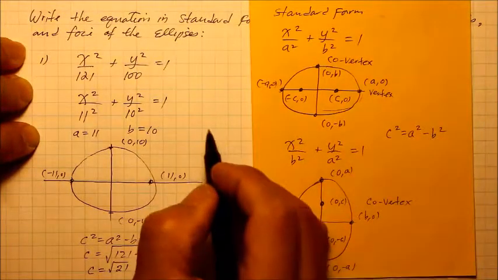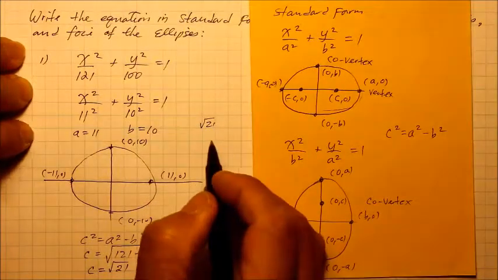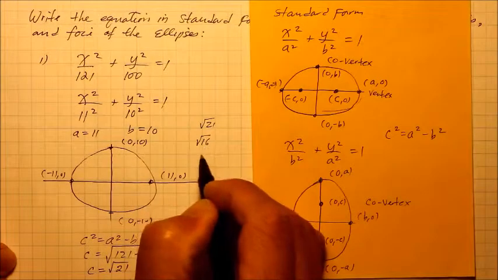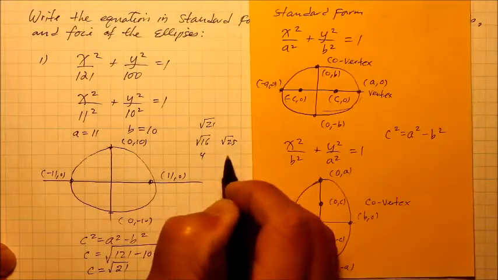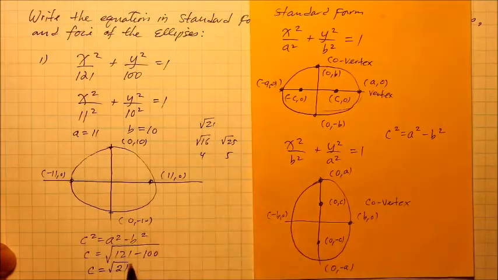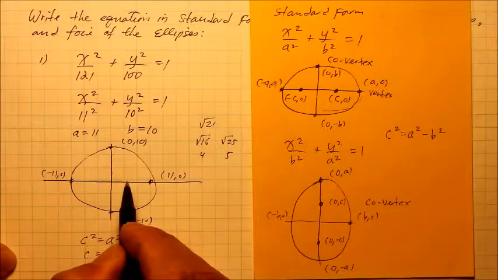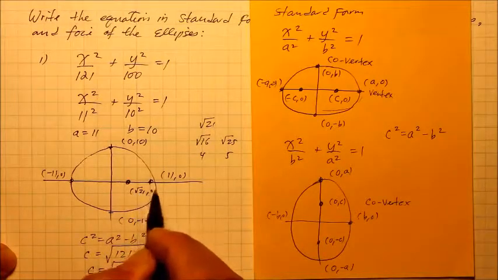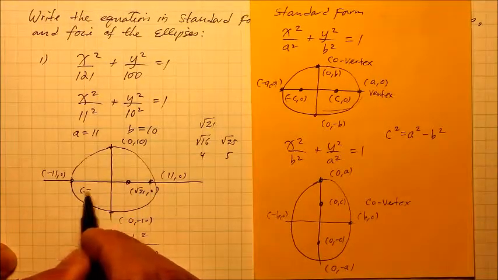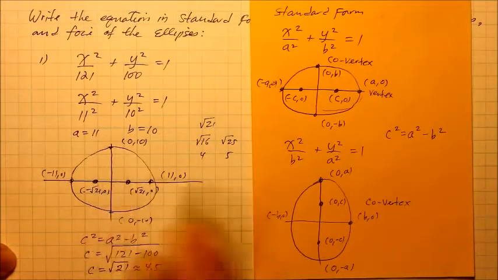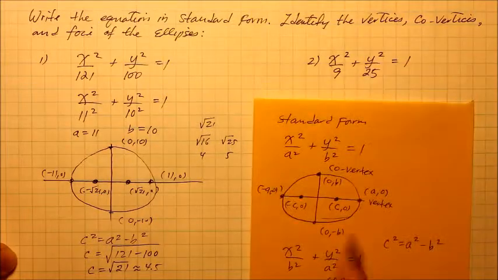What's the square root of 21? Well, the square root of 16 is 4, and the square root of 25 is 5, so it must be somewhere in between. Let's just say 4.5 for sake of argument. So that's approximately 4.5, around here. And the coordinates are square root of 21, 0 and negative square root of 21, 0. So those are the foci. Now I want you to try this one.